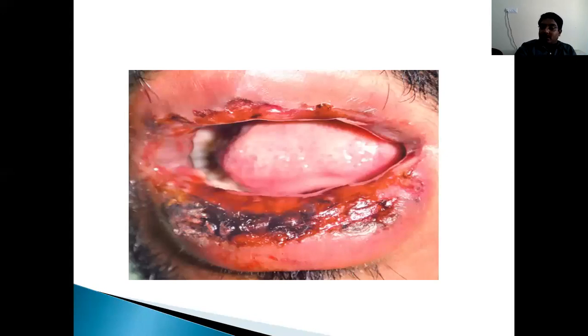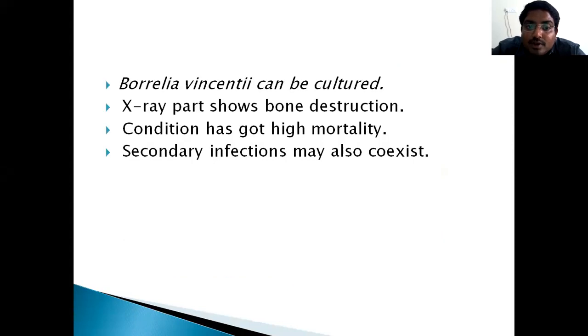See, this is the picture I already told you about. There is inflammation and destruction of the mucous layers of the lip, then a blackish discoloration, which is the gangrenous tissue. It can be cultured. We will send for culture and sensitivity, and we will know which organism is present. Borrelia vincenti is cultured. Then X-ray shows the bony destruction, if any bony involvement is there or not. The condition has a high mortality. Secondary infections may also coexist.